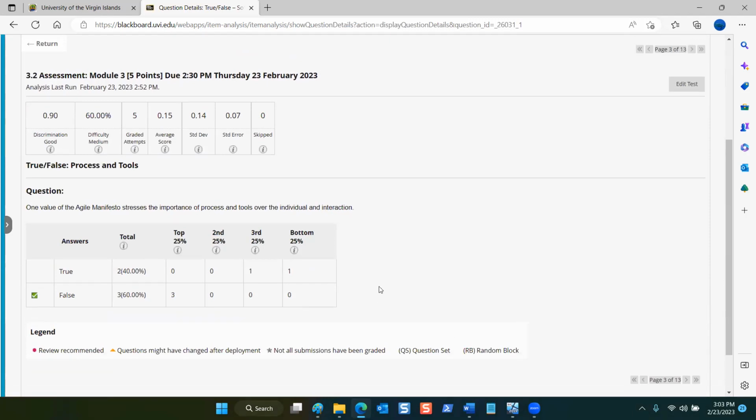Another true false that created a challenge for students. It reads, one value of the Agile Manifesto stresses the importance of process and tools over individual and interaction. That's not an accurate statement. If you look at the Agile Manifesto, I think it states individuals and interactions over process and tools. It's the reverse of that. Any questions about this one?